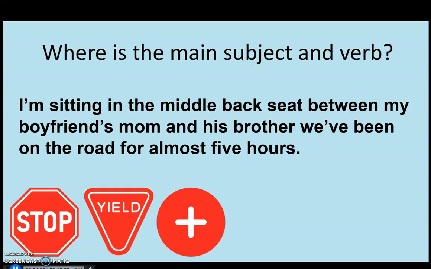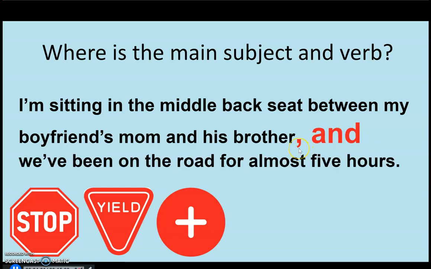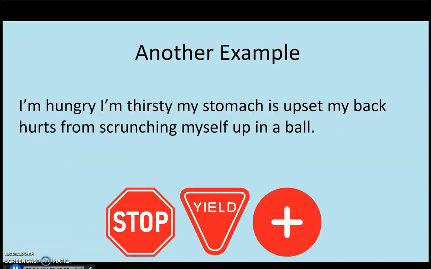It is a run-on. So if you look at this, you're trying to find the main subject and verb. You actually have "I'm sitting." That is one of our independent clauses. And "we've been" is another independent clause. So what we have here is a run-on. You can correct this by putting a period and starting a new sentence with the second independent clause. You can use your fanboy, a comma plus one of the fanboys, or you can use that semicolon that we've talked about. All three of those options work. Let's look at another example of a run-on.